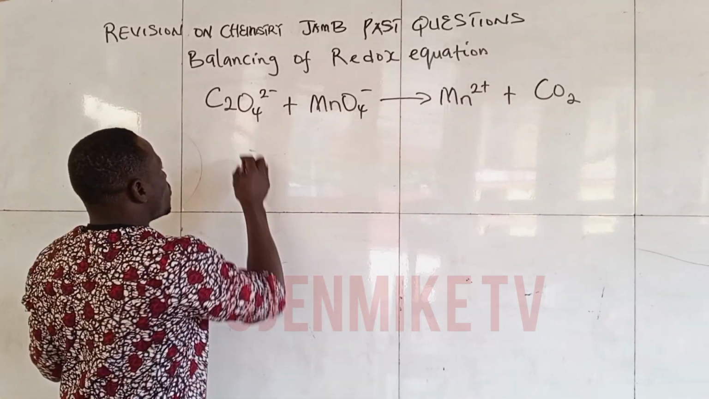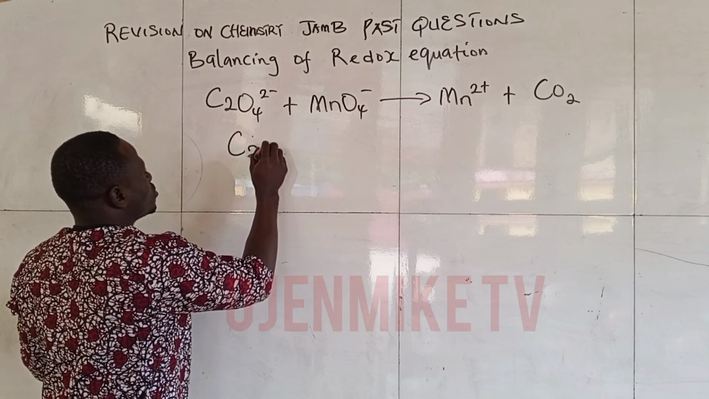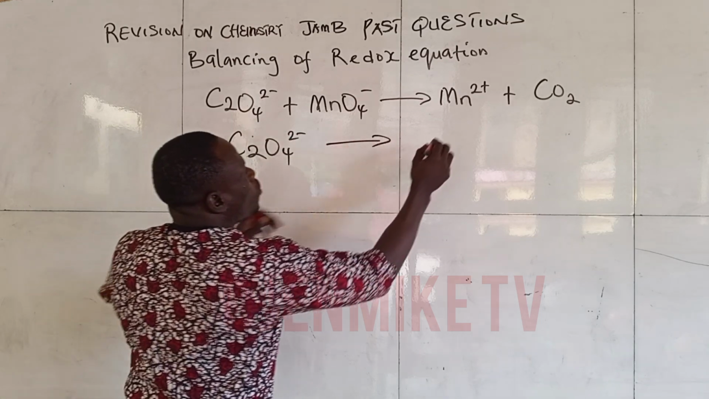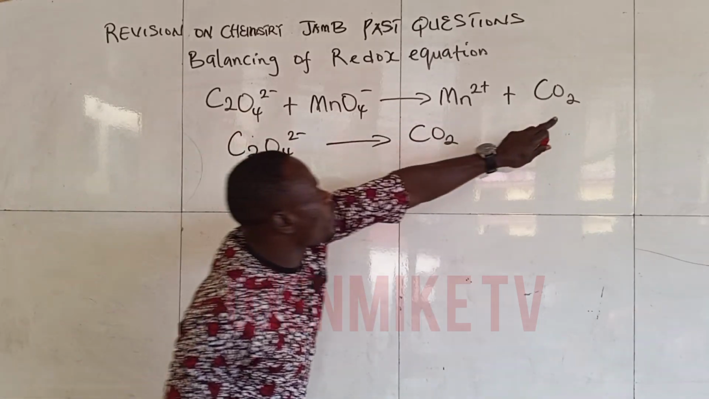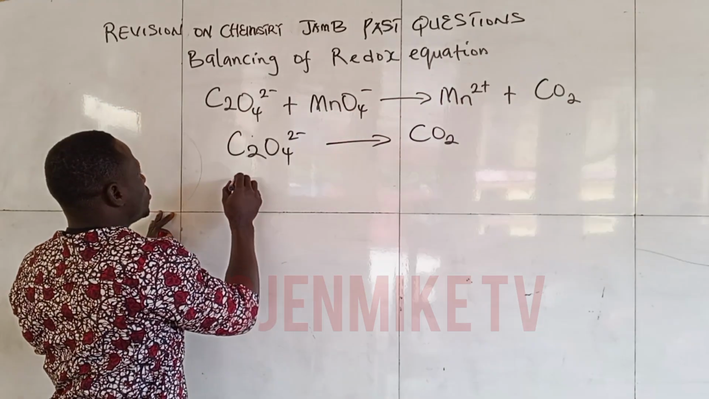Watch out. We have C. It would have to form what? CO2. This one would have to form this one. Then we now get this one. This one will now have to form this one.